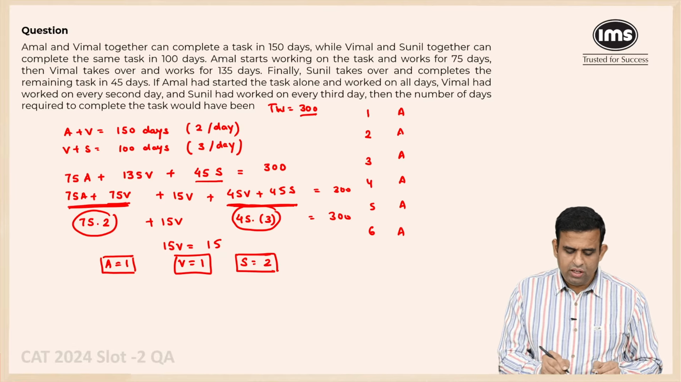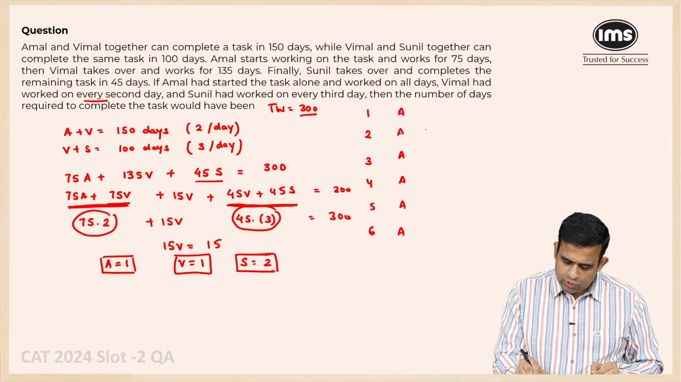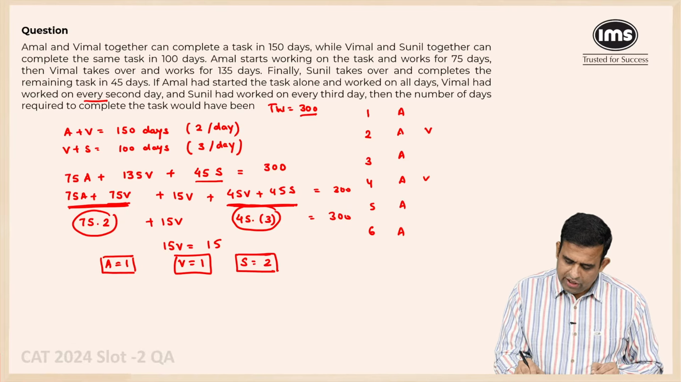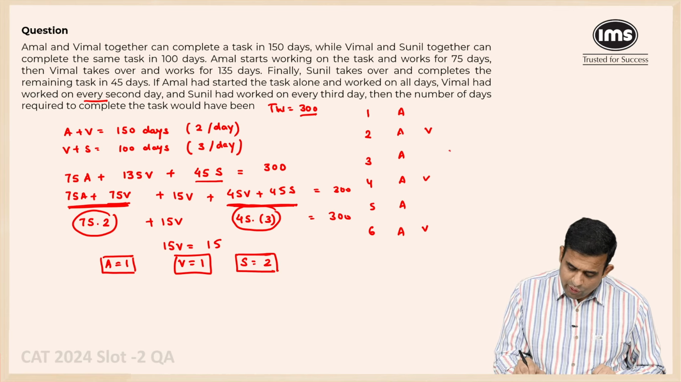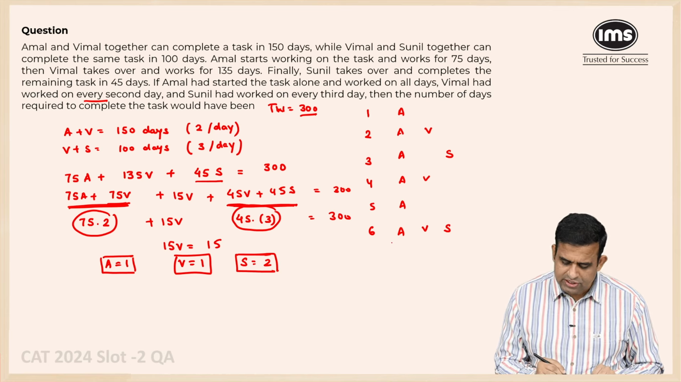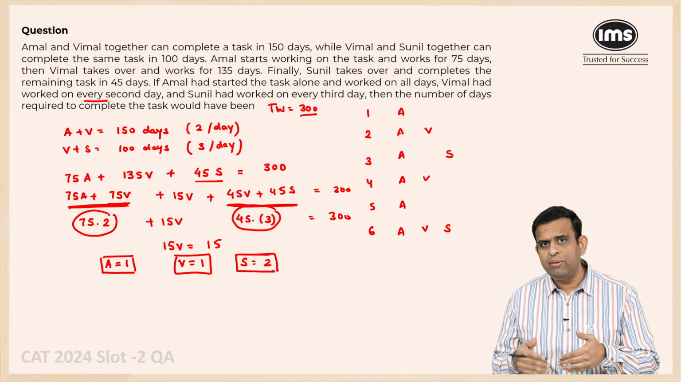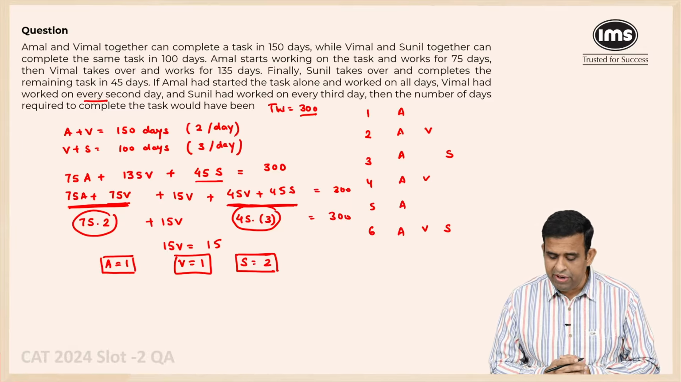The person Vimal works on every second day. So you will have V on day 2, day 4, and day 6. And the person Sunil you are going to find on day number 3 and day number 6. And after that, the same cycle basically will keep on repeating.